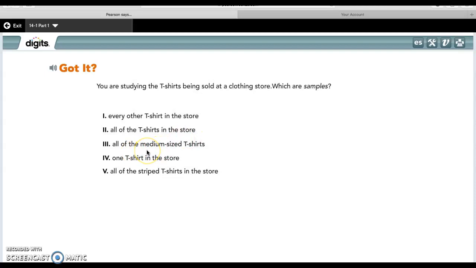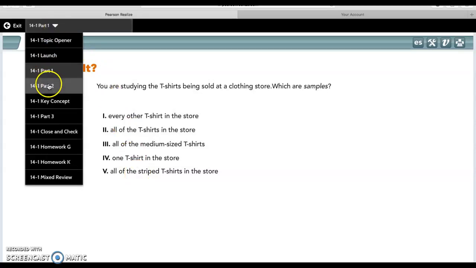All of the medium shirts, that's a sample. One t-shirt, definitely a sample. And finally, all of the striped t-shirts in the store would also be an example of a sample. All right, move to part 2.